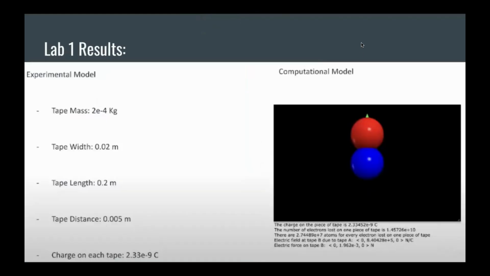My lab one results are here. So essentially, tape mass, I'd already told you, tape width is 0.02, tape length 0.2, tape distance 0.005, and the charge on each piece of tape, as I said before, was 2.33 times 10 to the negative 9 coulombs. And there's my computational model.